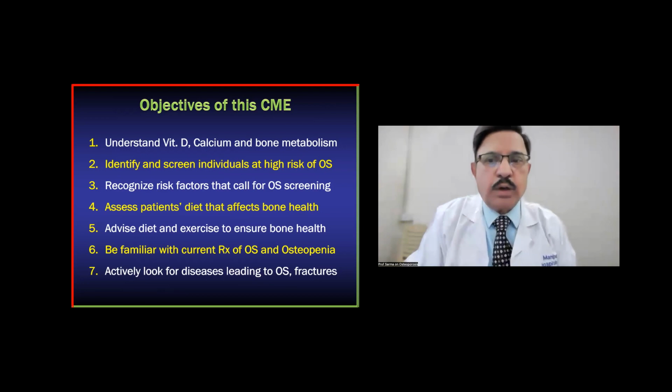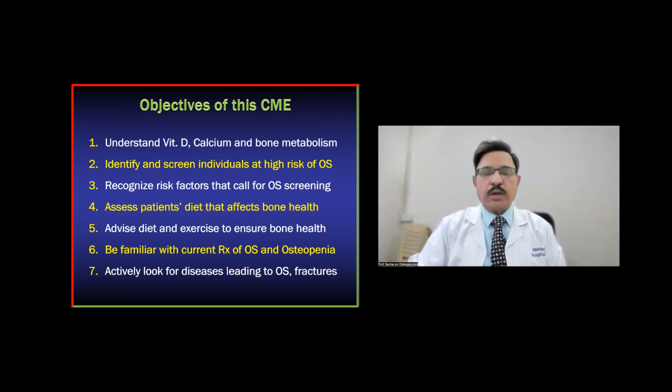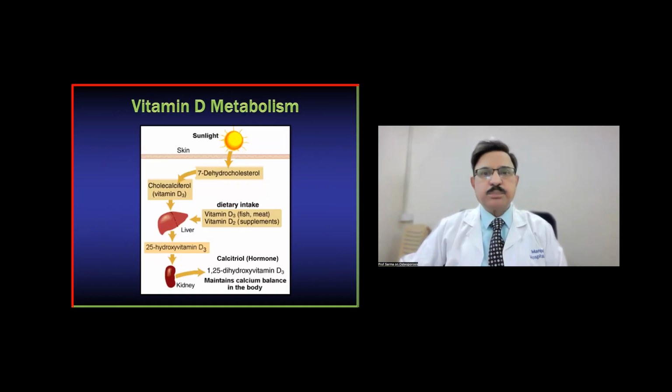Identify and screen the individuals at high risk of osteoporosis. Who is at high risk of osteoporosis? We must understand. Recognize the risk factors that call for osteoporosis screening, assess patients' diet that affects bone health, advise diet and exercise to ensure bone health. Be familiar with current treatment of osteoporosis and osteopenia. Actively look for the diseases leading to osteoporosis and fractures.